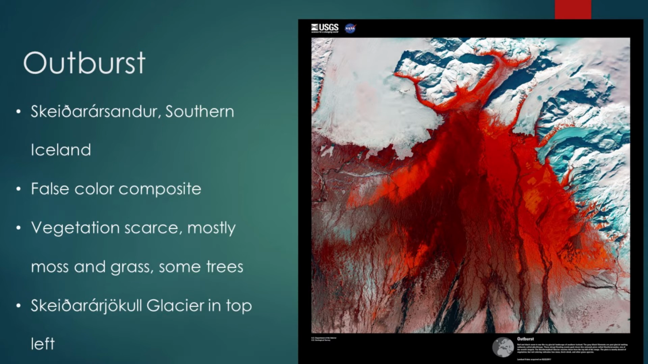The picture is displayed with false color, so you can see the vegetation is red. There's not much vegetation outside of this area, but in this area there's a lot of grass and mud and even some trees that started to grow.